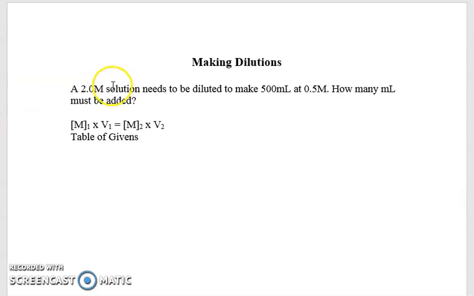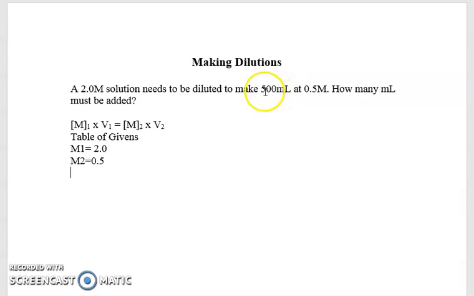Well, I know that I have this molarity, so that's going to be my M1. Why? Because remember that if we are diluting a solution, we are always going to start with a higher concentration. So I know that this is M1. M1 is going to be 2.0. Okay, so M2, which I have over here, is 0.5.